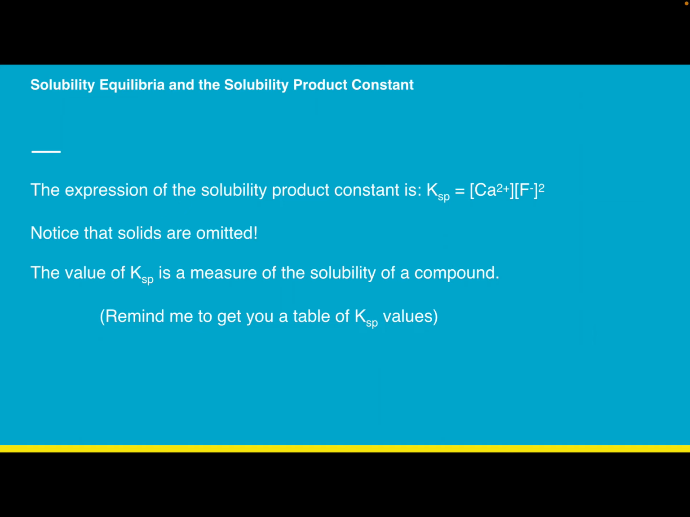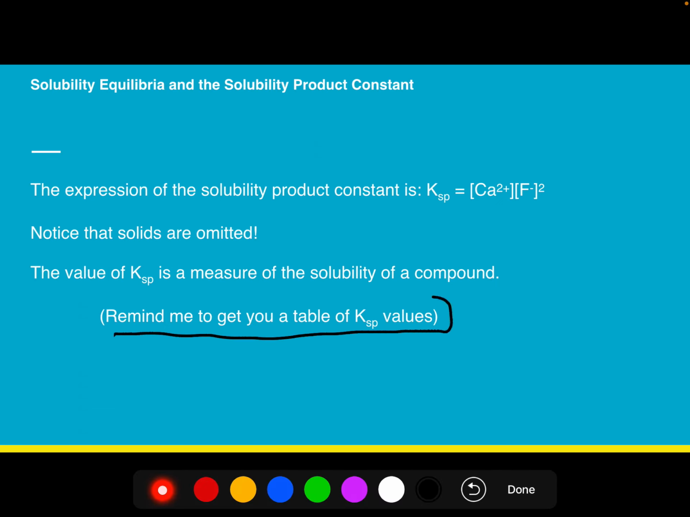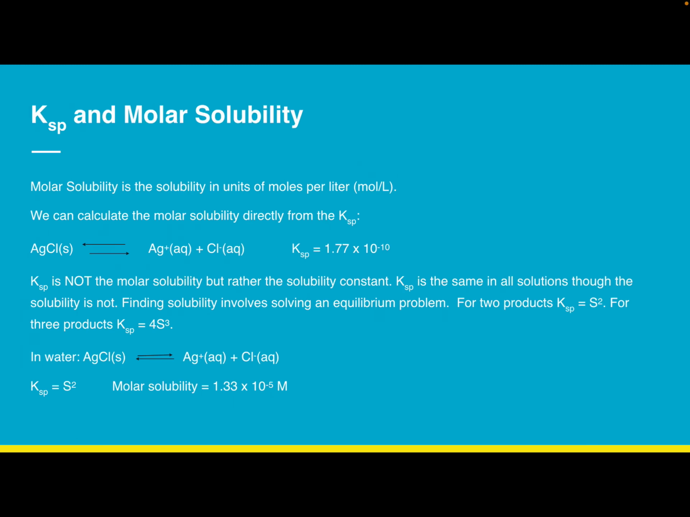So I already talked about that. Solids are out. The value of the solubility product constant, the KSP, is a measure of the solubility of a compound. I gave you the table that has KSPs in it. It is posted on my website as well as Google Classroom. It's the big one, not the small handout, but it's the big one that I didn't pass out because it's so long.